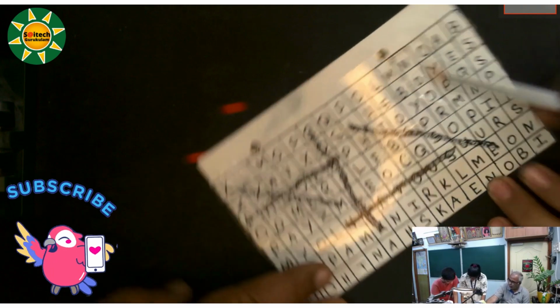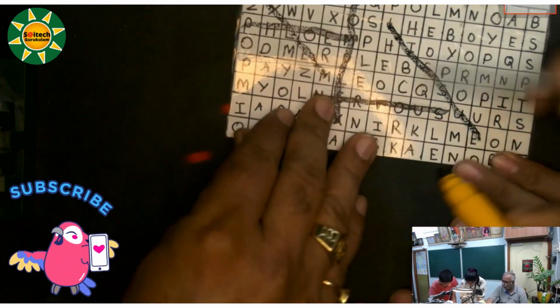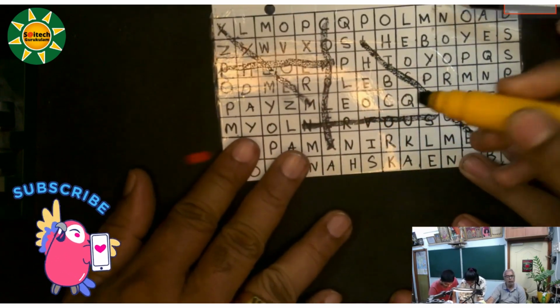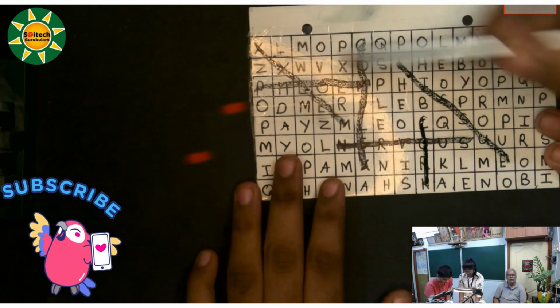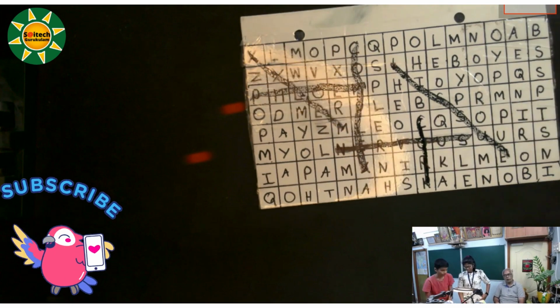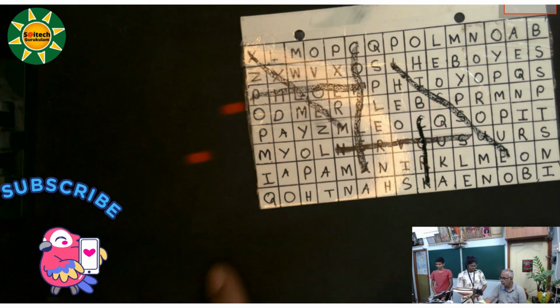C-O-R-K. You must identify it. If you see and check here, C is there and O. So you must C-O-R. Okay. Very good.